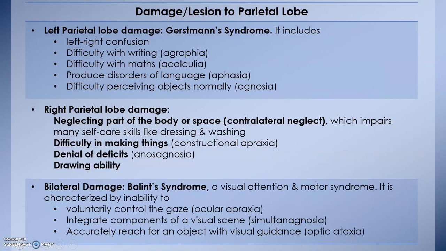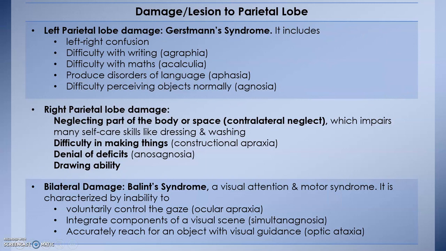If there is bilateral damage, you may develop something called Balint syndrome. It is a visual attention and motor syndrome which is characterized by the inability to voluntarily control the gaze, to integrate components of a visual scene.